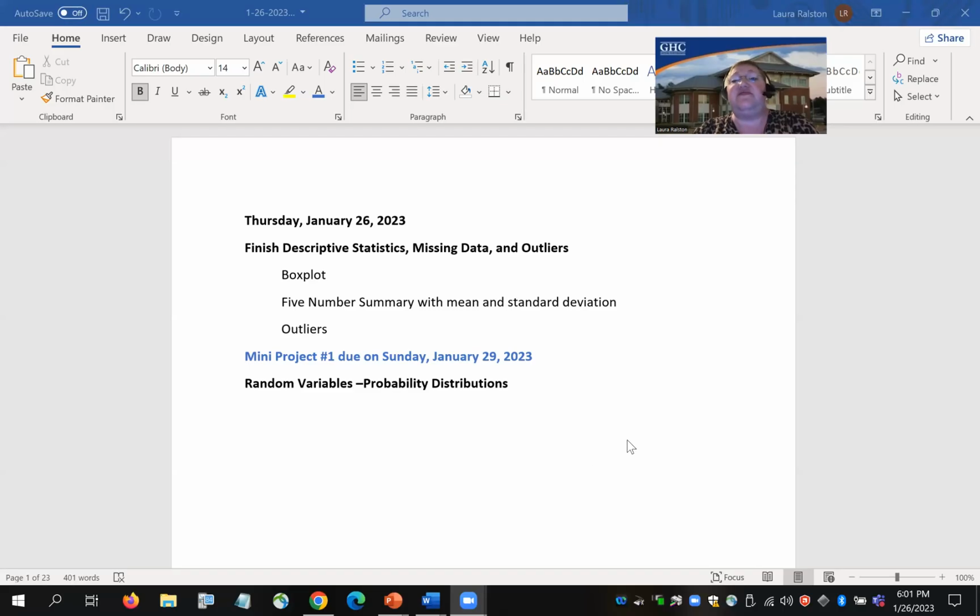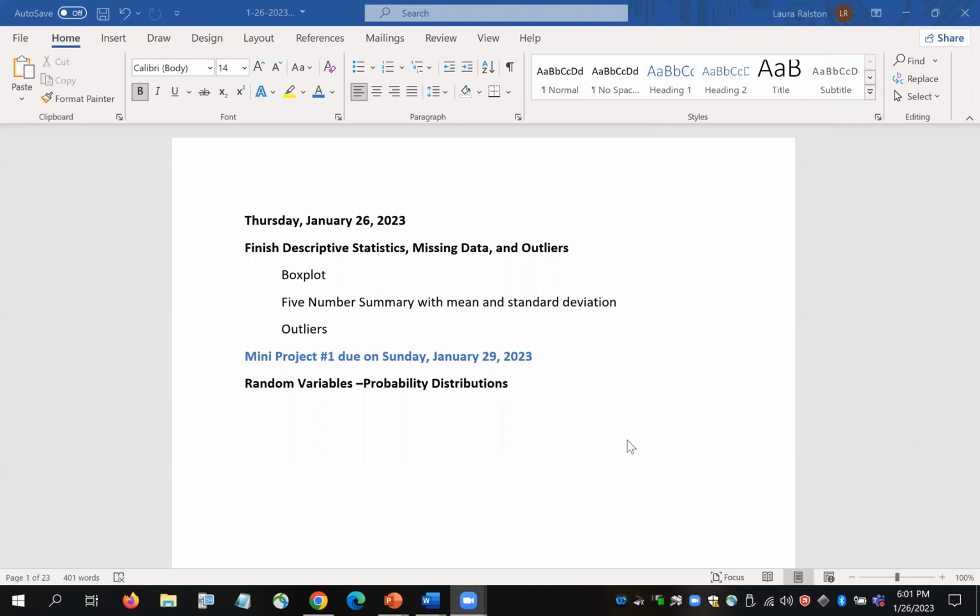The agenda for tonight is that we need to finish the discussion of descriptive statistics, missing data, and outliers. We were not able to really take a look at the box plot, which includes the 5-number summary, and then also how to determine if the data set has outliers.